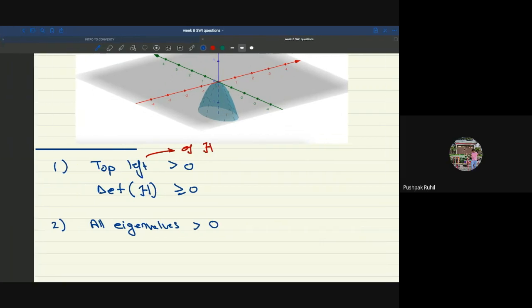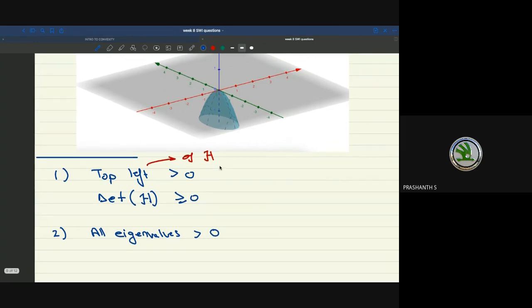Prashant, can you say it once again? So top left is f_xx. With respect to x, you have to double differentiate. Bottom right means with respect to y, we have to double differentiate. Right. So how does this help prove it? We check only for f_xx to be greater than 0, not for f_yy.